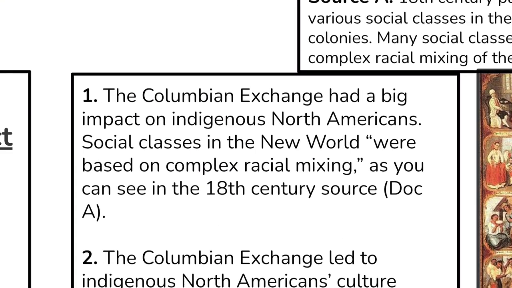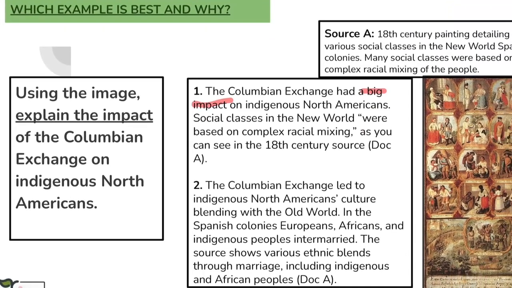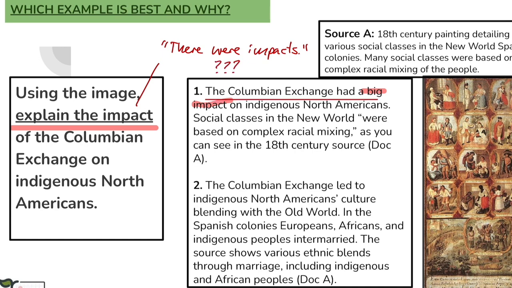Sample number 1. The Columbian Exchange had a big impact on indigenous North Americans. Doesn't answer the question. The question was, explain the impact on the North Americans. It's not a yes or no question of, was there an impact? The question is, what was the impact? This topic sentence just says, yes, there was an impact. Like, yeah, we already know. We're asking you to tell me what impacts, right? So this is restating the question without actually answering it.